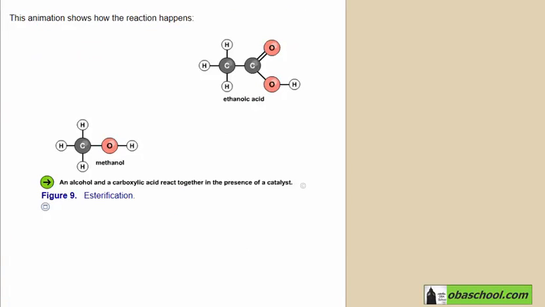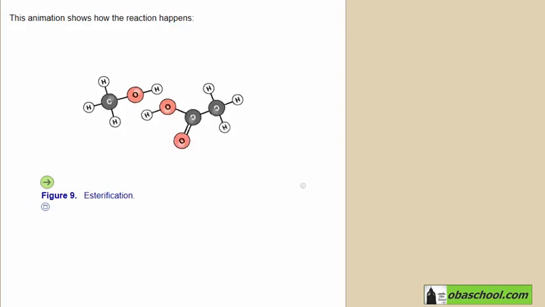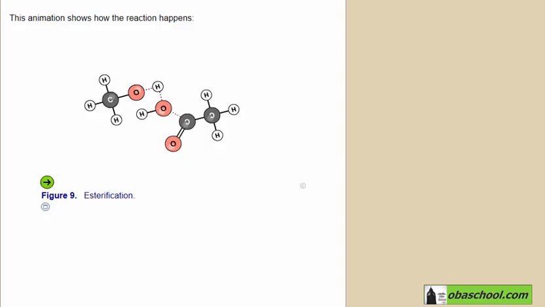Let's examine how the reaction takes place. Here are the reactants, which are methanol and ethanoic acid. So this alcohol and this carboxylic acid will react together in the presence of a catalyst such as sulfuric acid. So they will be beside each other.